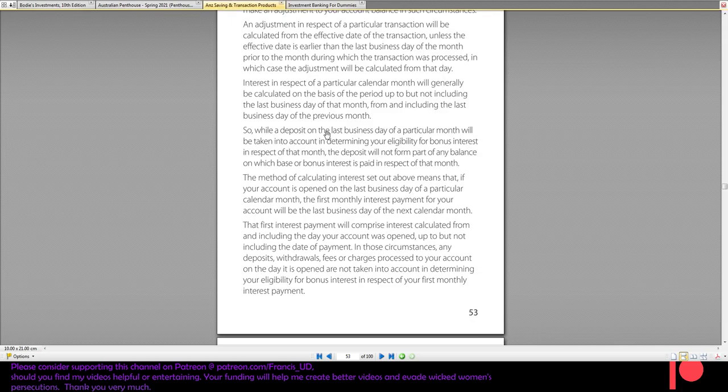So, while a deposit on the last business day of a particular month will be taken into account in determining your eligibility for bonus interest in respect of that month, the deposit will not form part of any balance on which base or bonus interest is paid in respect of that month. So that's basically how I interpret that term.